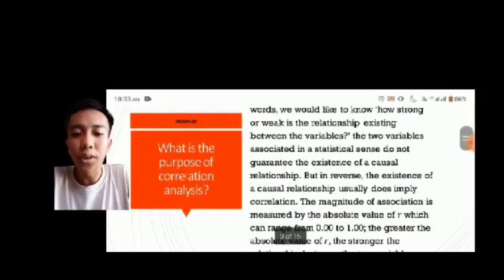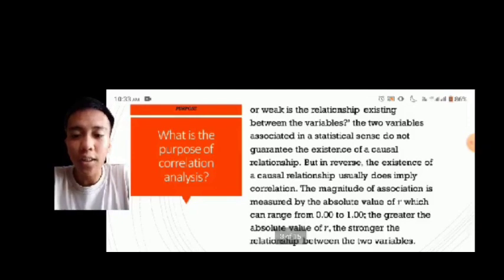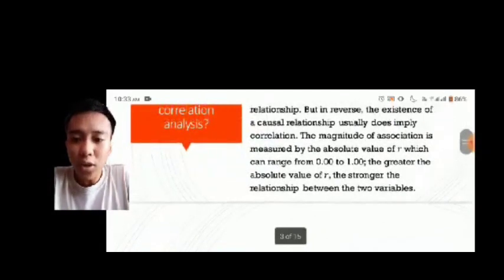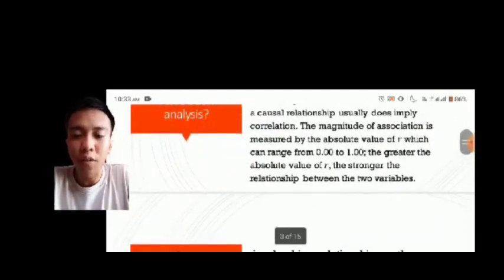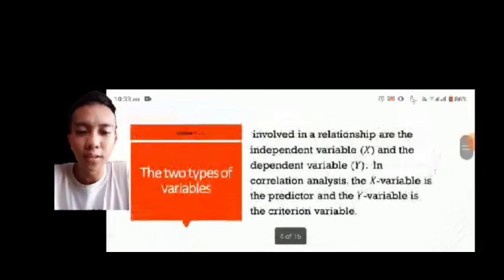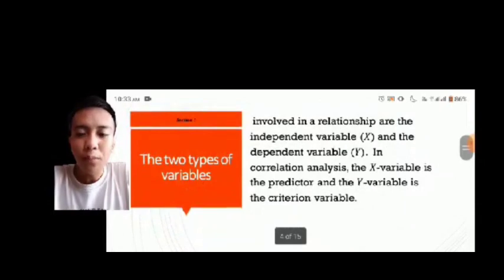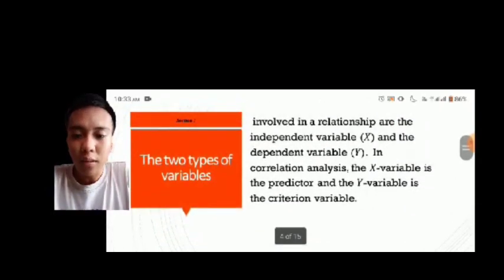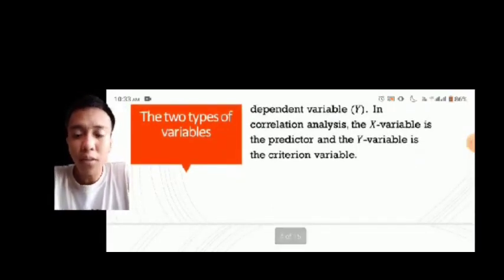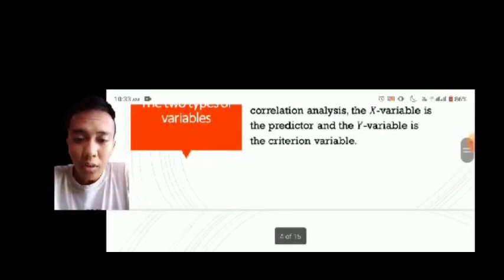Two variables being associated in a statistical sense does not guarantee the existence of a causal relationship. The magnitude of association is measured by the absolute value of r, which can range from 0.00 to 1.00. The greater the absolute value of r, the stronger the relationship between the two variables. What are the two variables? We have the independent variable and the dependent variable. The X variable is a predictor variable and the Y variable is a criterion variable.